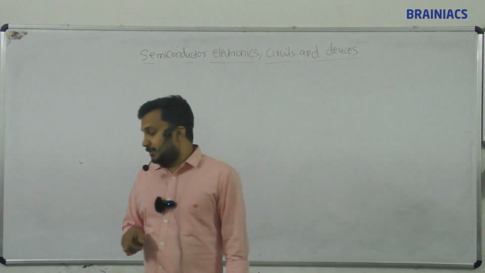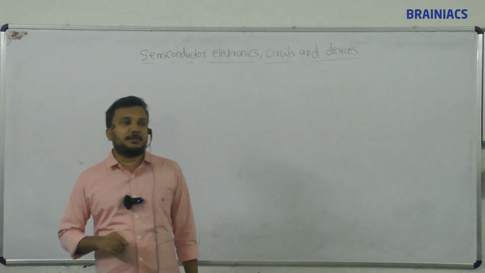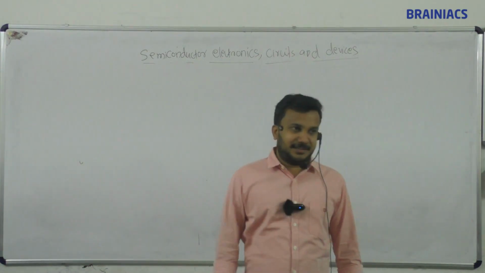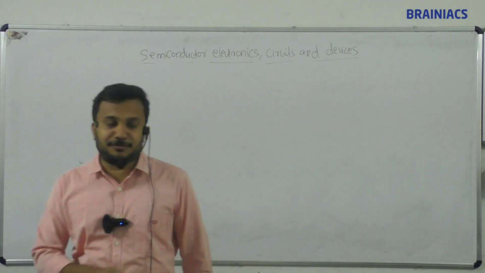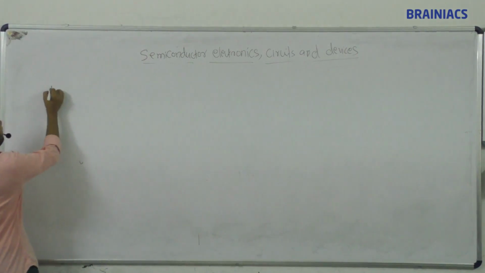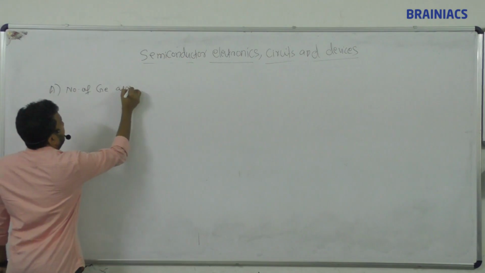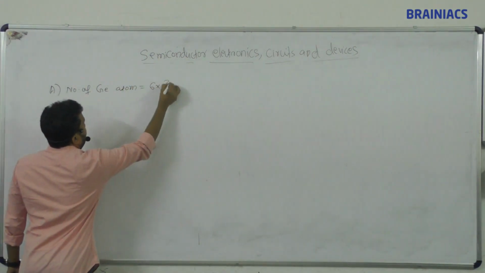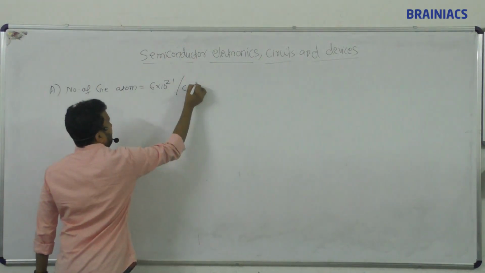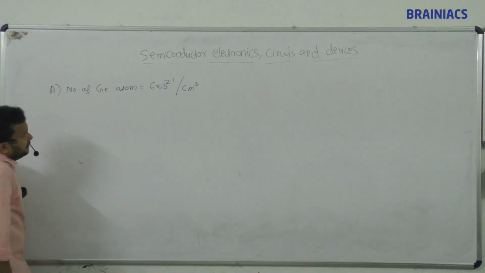Here, in a germanium crystal, the number of atoms is equal to 6 into 10 power 21 atoms. Okay, so write the first heading. We will note the first step. Number of germanium atoms is equal to, we'll solve it step by step, 6 into 10 power 21 per centimeter cube. That is written, nothing to derive from there.